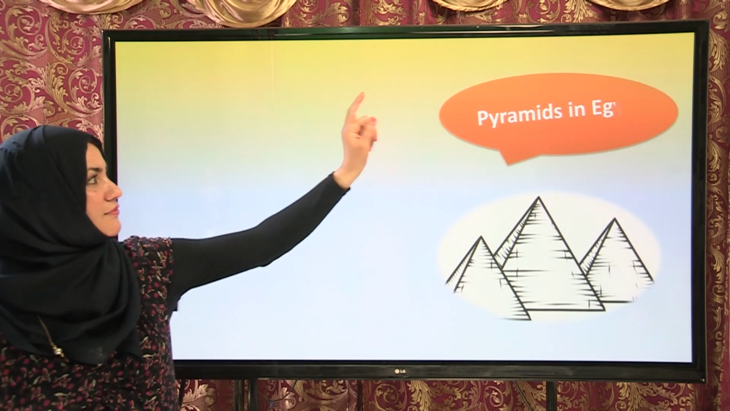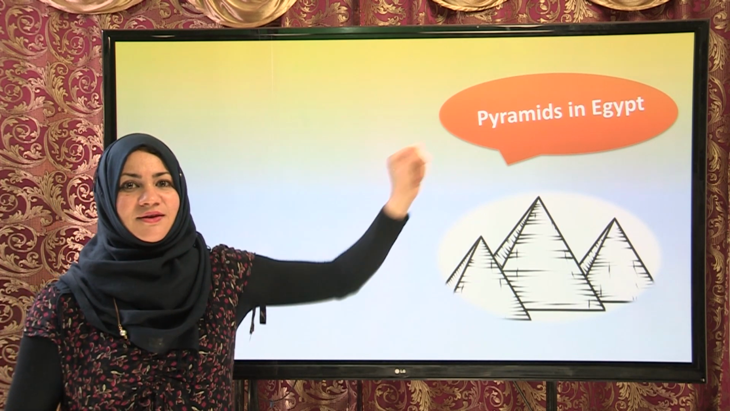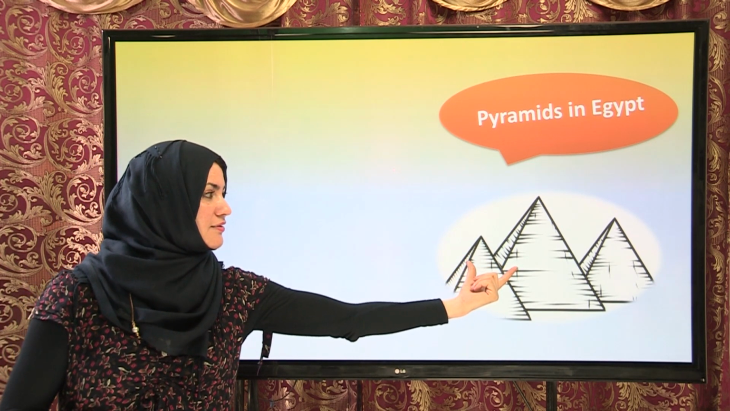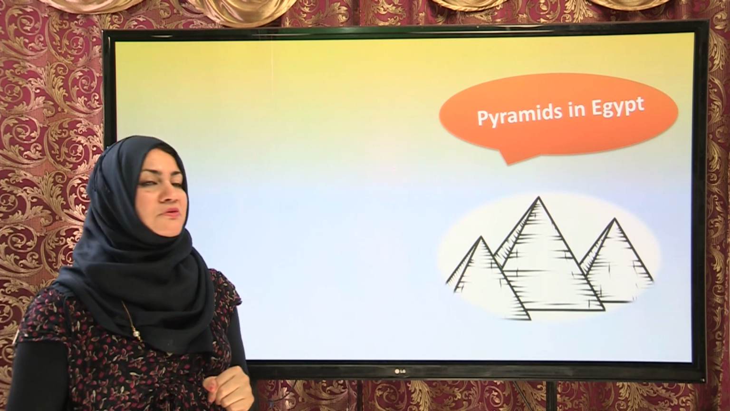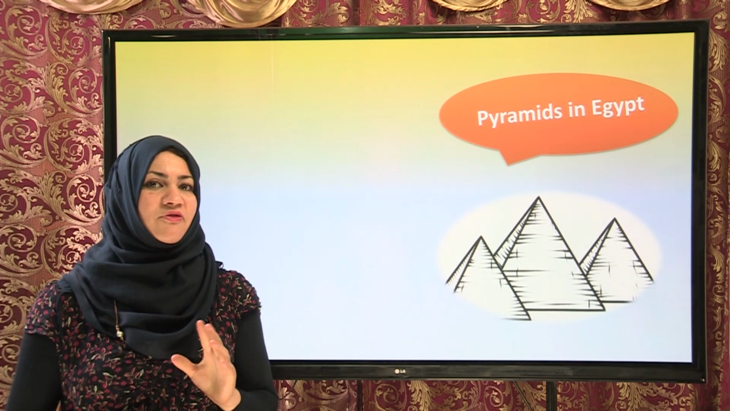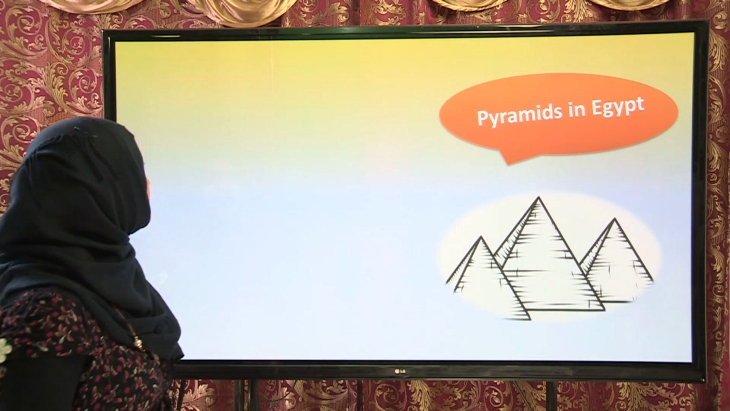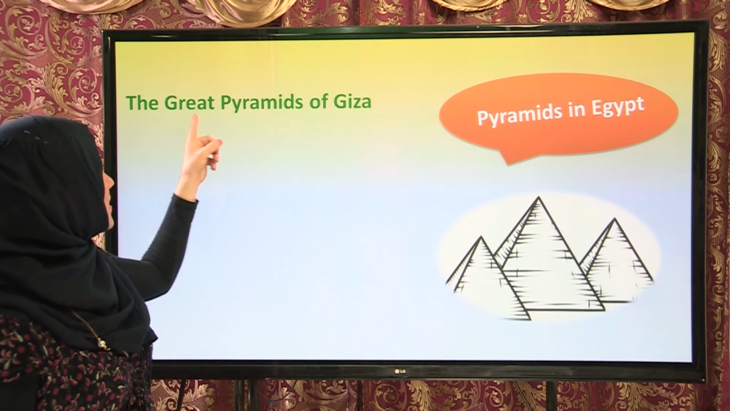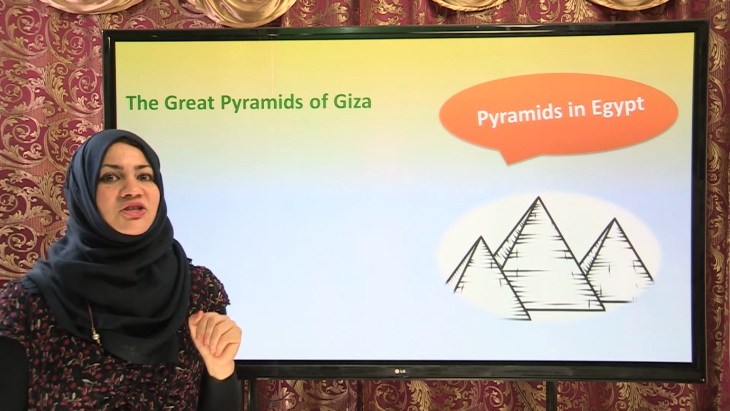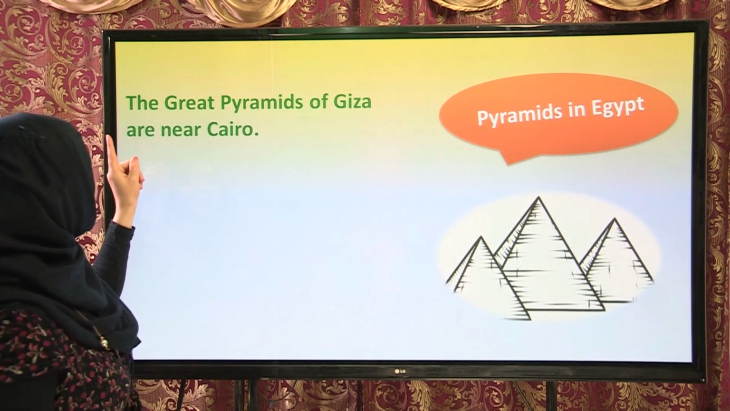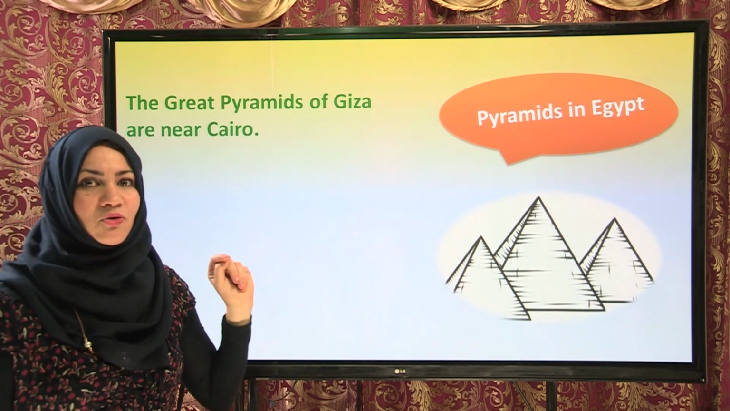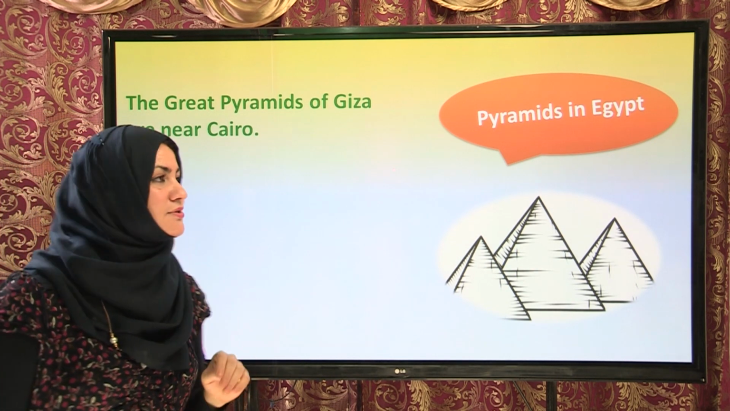Look at this picture. What is it? Very good. It is the pyramids in Egypt. We can see here the pyramids in Egypt. Let's see together some information about the pyramids. The great pyramids of Giza are near Cairo, in Egypt.